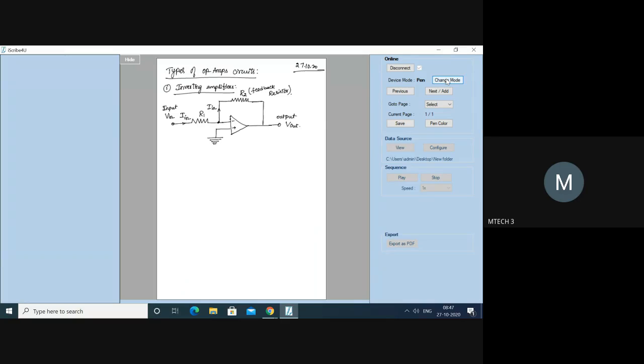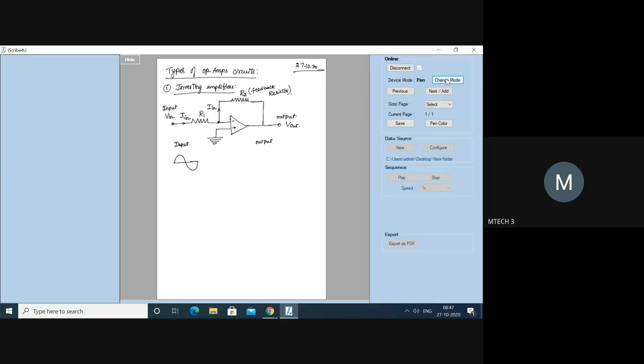Now this is what is called the inverting amplifier. What is the inverting amplifier? Concept of inverting amplifier: assume this is the input that I am going to give, which is nothing but your Vin. This is going to be your input signal, and what is the output signal expected from the inverting amplifier actually?